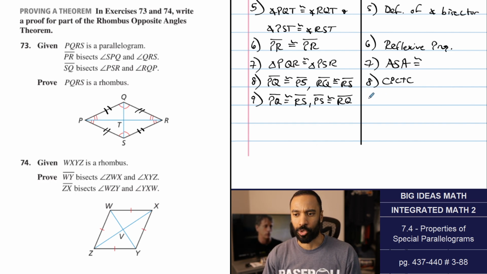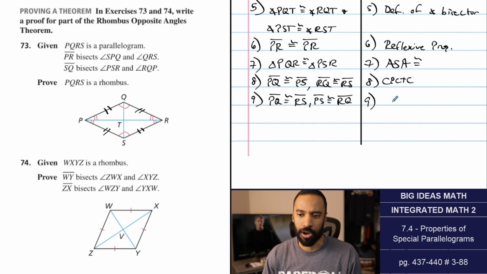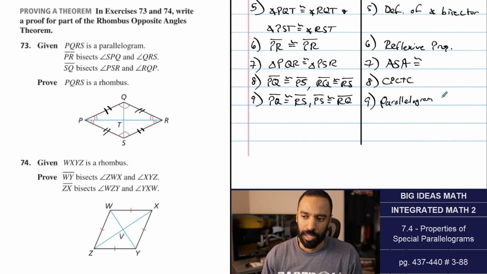I don't know if I have to say a transitive property thing after this, that they all are. I probably do. So, parallelogram opposite sides theorem. Yeah, I don't know. Sorry.